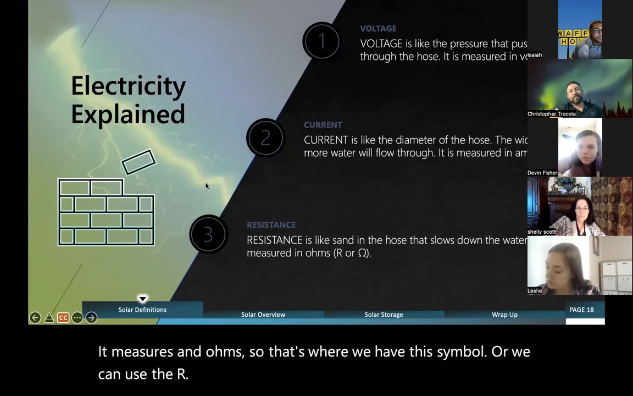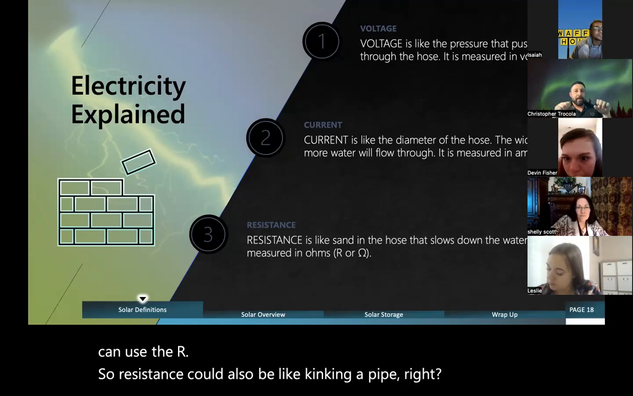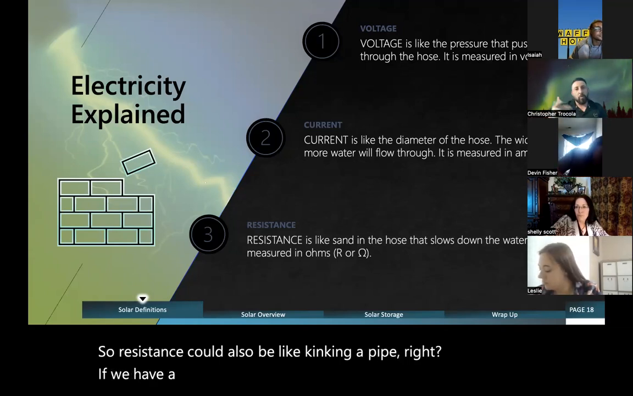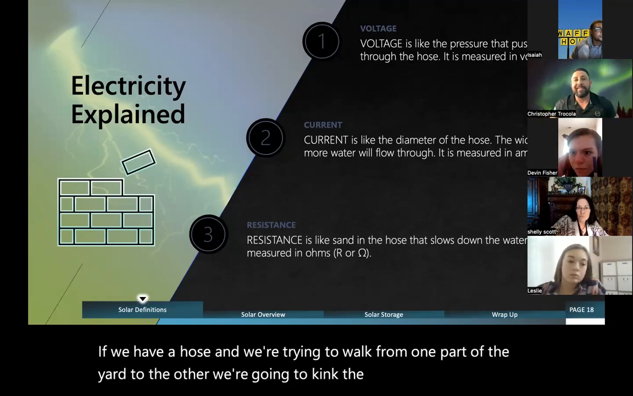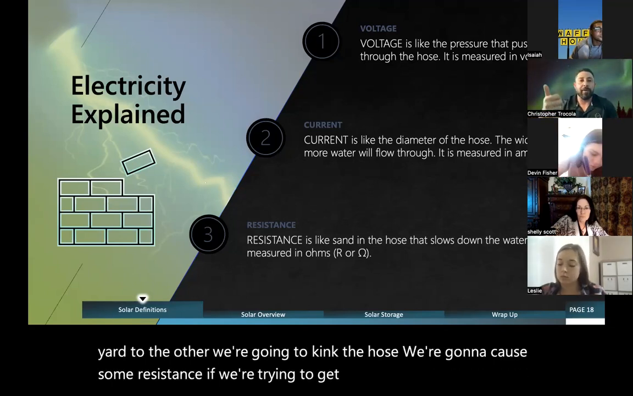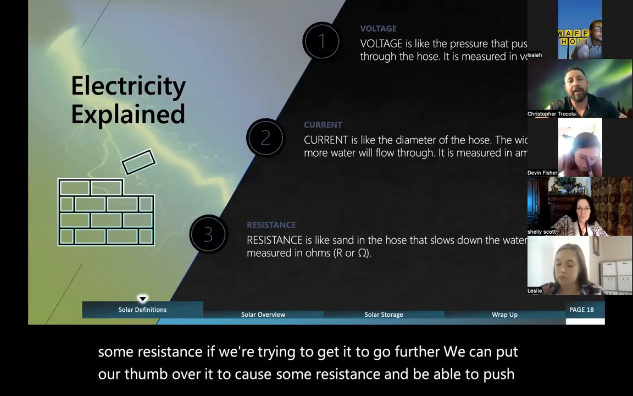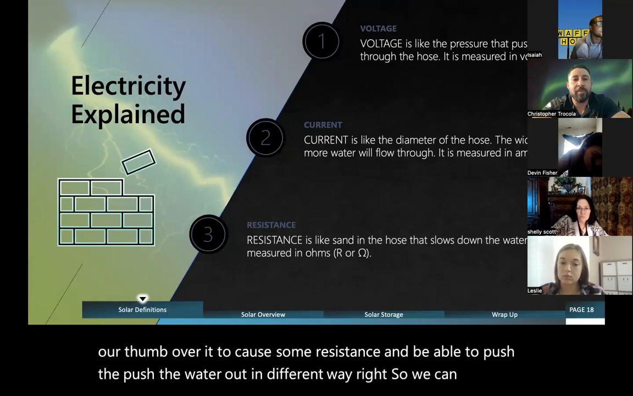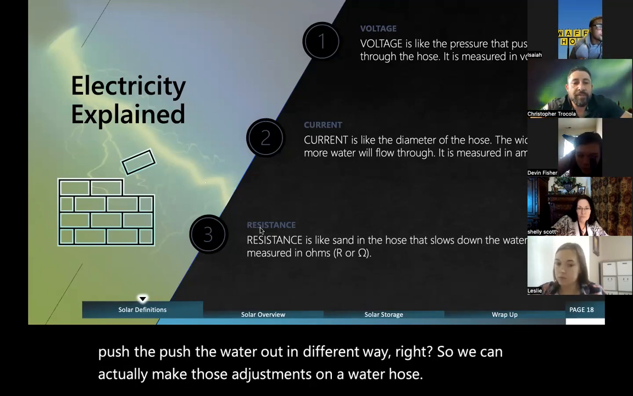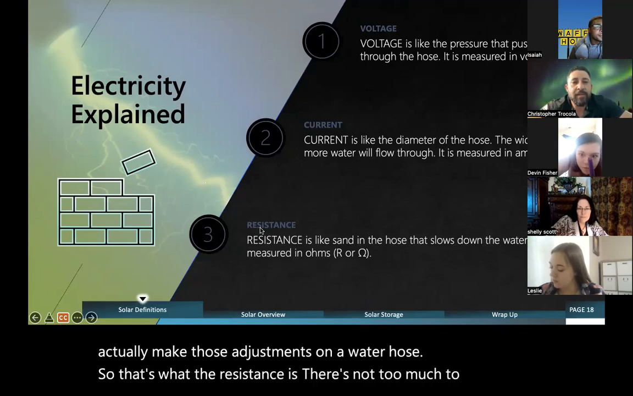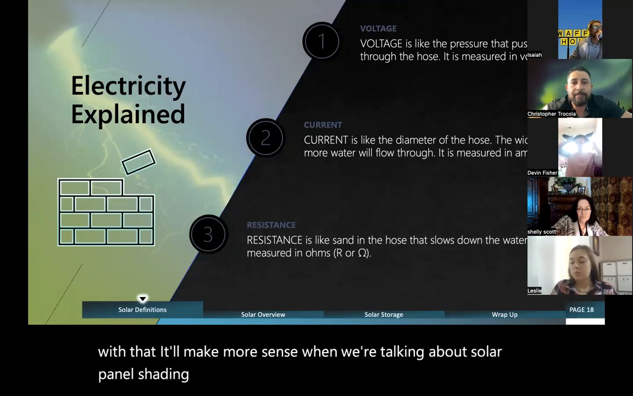So resistance could also be like kinking a pipe, right? If we have a hose and we're trying to walk from one part of the yard to the other, we're going to kink the hose. We're going to cause some resistance. If we're trying to get it to go further, we can put our thumb over it to cause some resistance and push the water out a different way, right? So we can actually make those adjustments on a water hose. So that's what resistance is. There's not too much to go into with that. It'll make more sense when we're talking about solar panel shading and stuff like that.